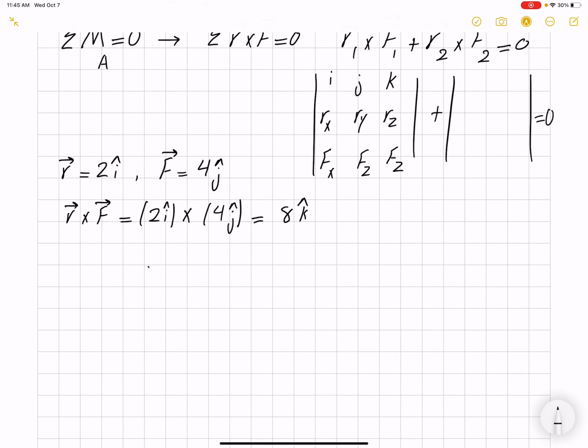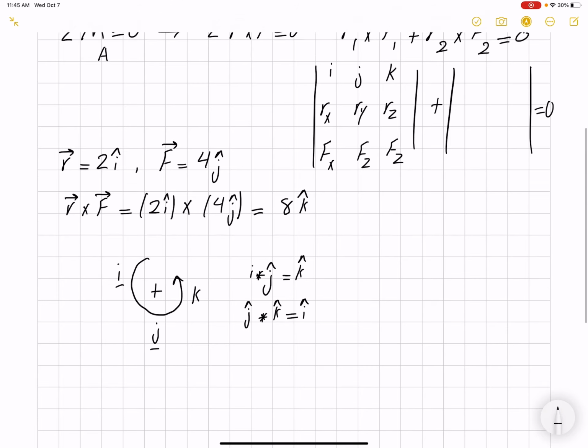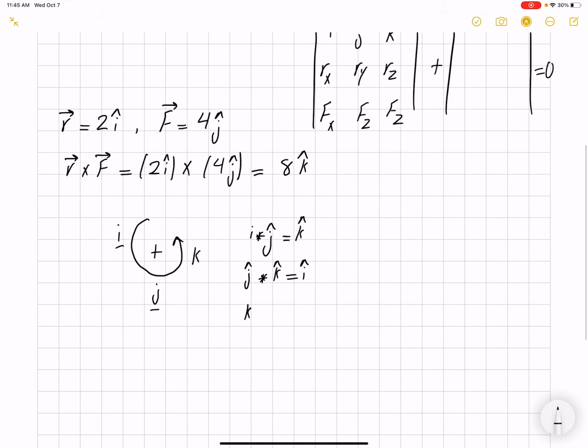So we can follow this rule with i, j, k: if you're going counterclockwise, it will be positive. That means that i cross j, going counterclockwise, would be positive k. j cross k would be positive i. k cross i would be positive j. And if I go clockwise, if I go k cross j, that would be negative i.